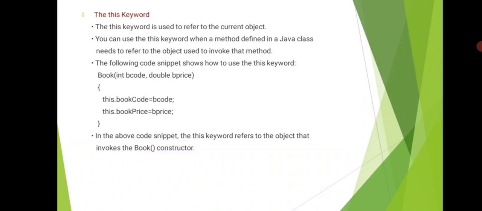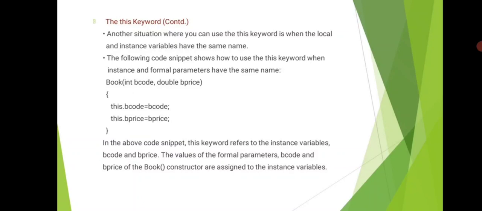So the object which is created, at that time only it invokes the constructor, that is the current object. That object is referred to by the this keyword. So this dot book code means it is nothing but the object's instance variable book code. This dot book price means it is pointing to the object's instance variable book price. To those variables we are assigning the formal arguments b code and b price. Here is another situation where we use the this keyword for initializing the objects.